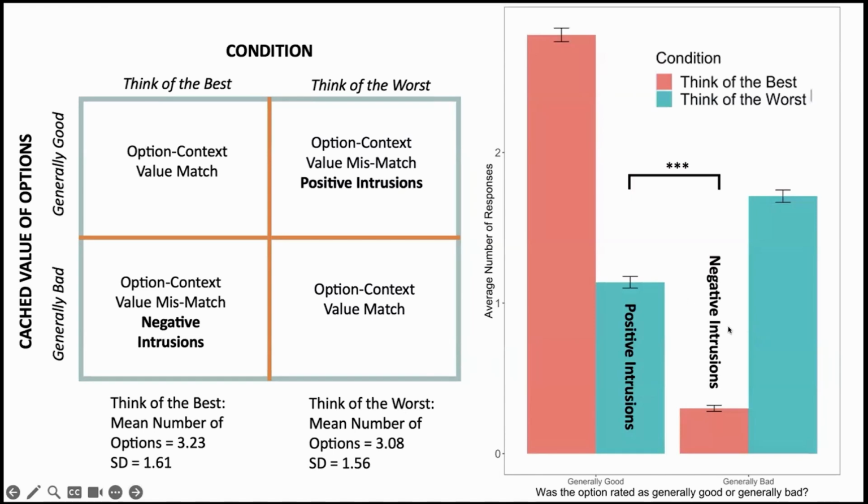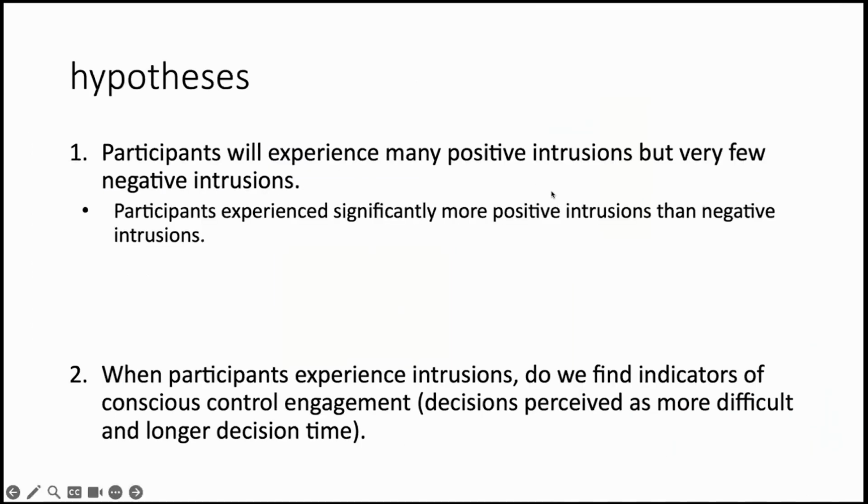That being said, it's also clear that the blue bars are differing from the red bars systematically, right? People are directing the option generation process. They're thinking of generally bad things much more for think of the worst than for think of the best. So we can also think about, one way to say it is, what is the relationship between our measures of conscious effort and the options that come to mind? Okay.